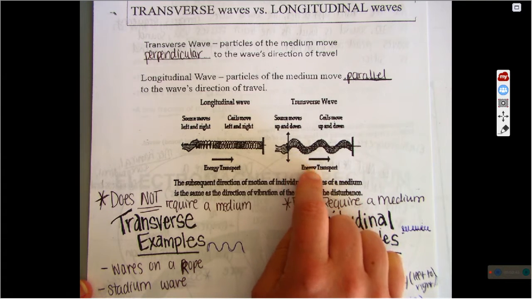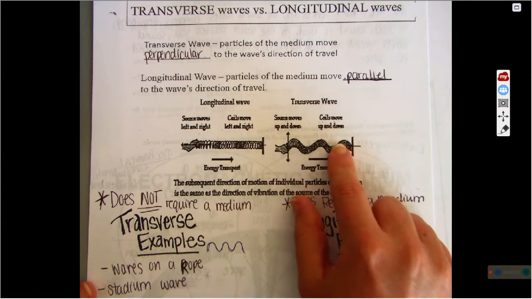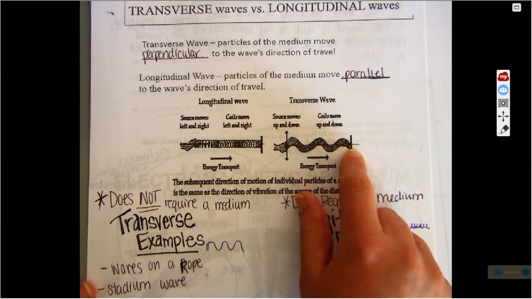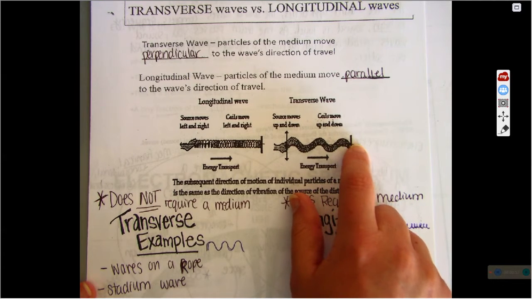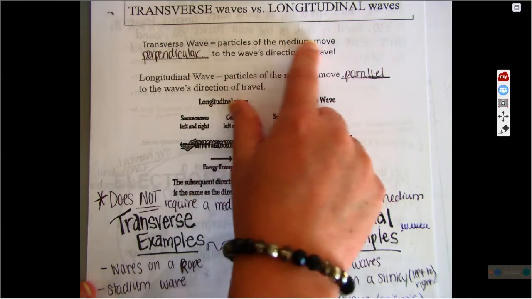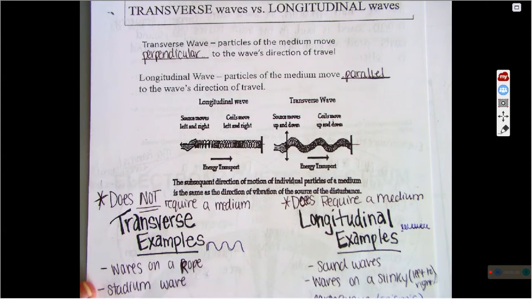Now if you look at transverse, I try to remember this by like a T, like this looks like a T. Energy is moving left to right, but the wave is moving up and down. And if you have something moving left to right and up and down, this would be a perpendicular line. So transverse waves, particles in the medium move perpendicular. So try to remember transverse, perpendicular, because a T looks like a perpendicular line.